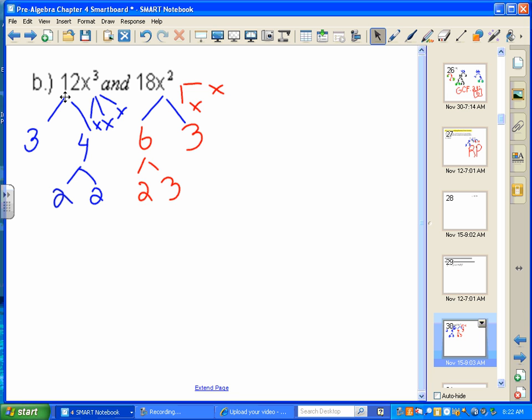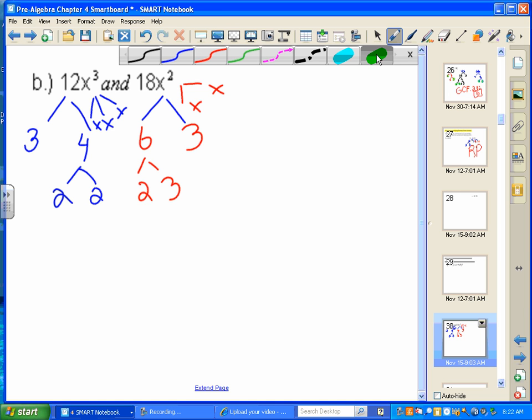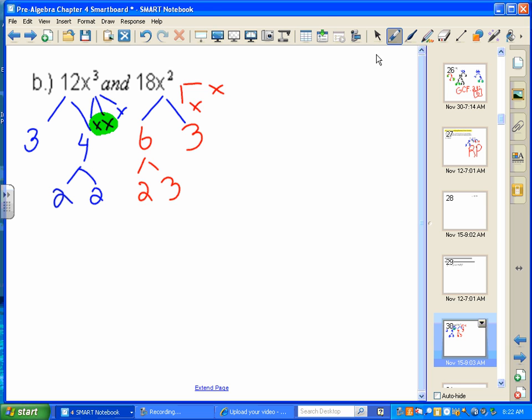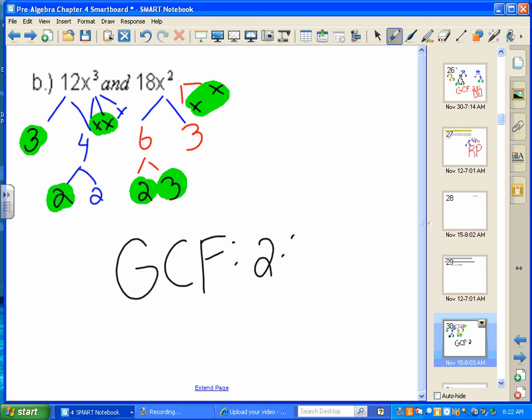Okay, so let's highlight. What do they have in common? Annalise, give me one thing they have in common. Okay, so let's start with they each have 2 x's. I'm going to highlight 2 x's. What else do they have in common, Doug? How many? 1. So they each have at least 1 3. What else? Emma M? Okay, so someone explain to me, what do we write down for the GCF? Annalise, what do we write down? What is the GCF, completely simplified? Charles?